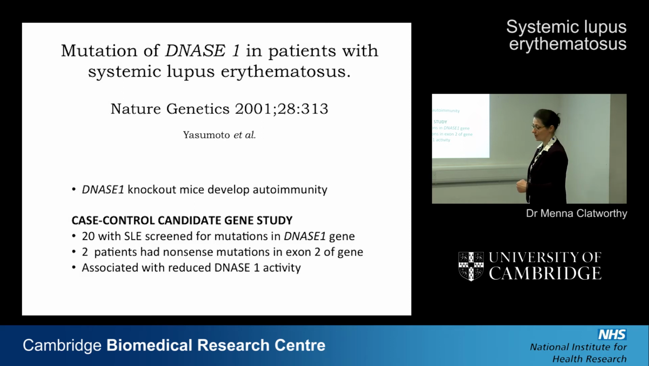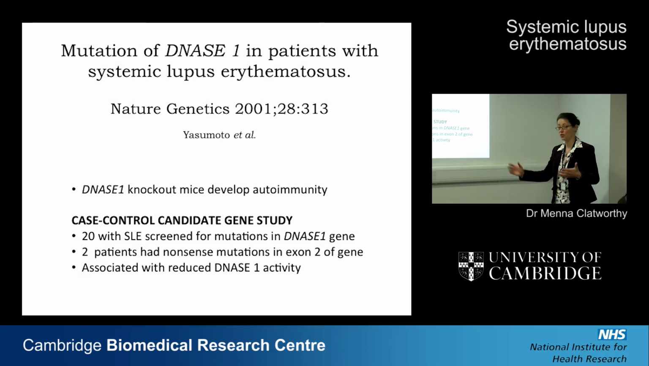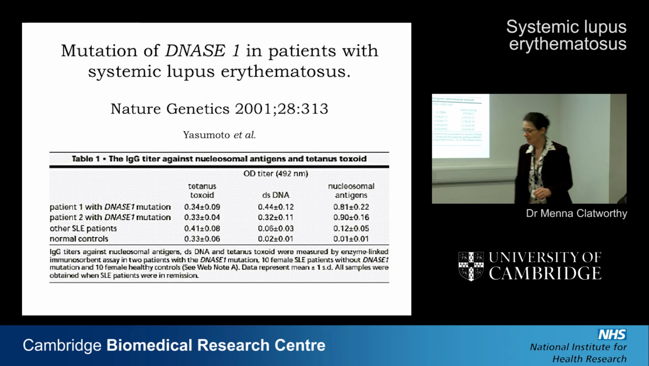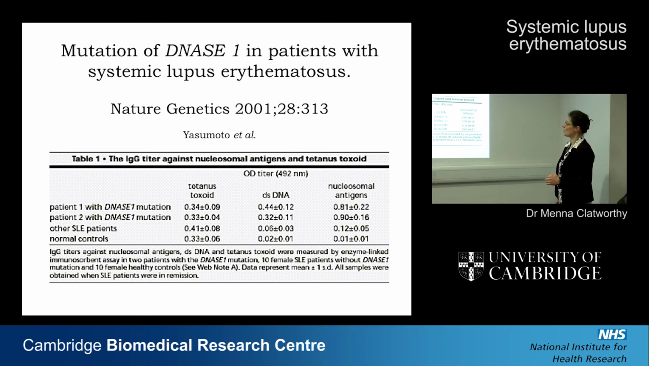But if your enzyme doesn't work, it means that DNA can persist, so you actually have abnormal antigen exposure, whereas normally it'd be got rid of. So therefore, if you do happen to have an autoreactive B cell or T cell that can recognise this, this would be sufficient to trigger an immune response. And the way in which they looked at this further was to take their 2 patients with their DNase 1 mutation and then look at other patients and some healthy controls. And they looked at the level of double-stranded DNA autoantibodies these patients had.